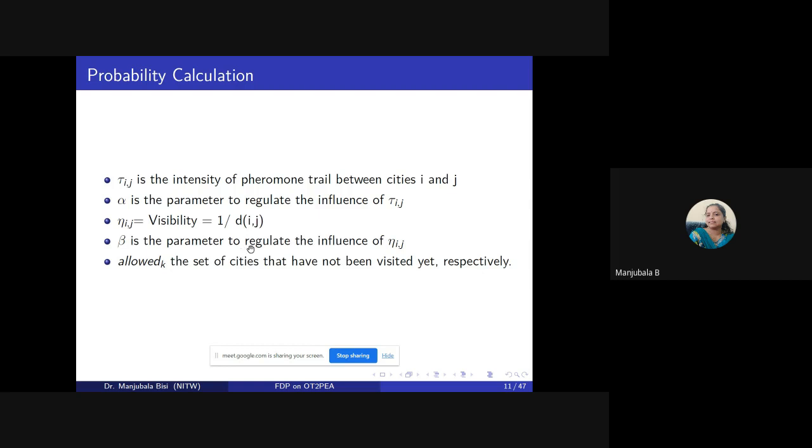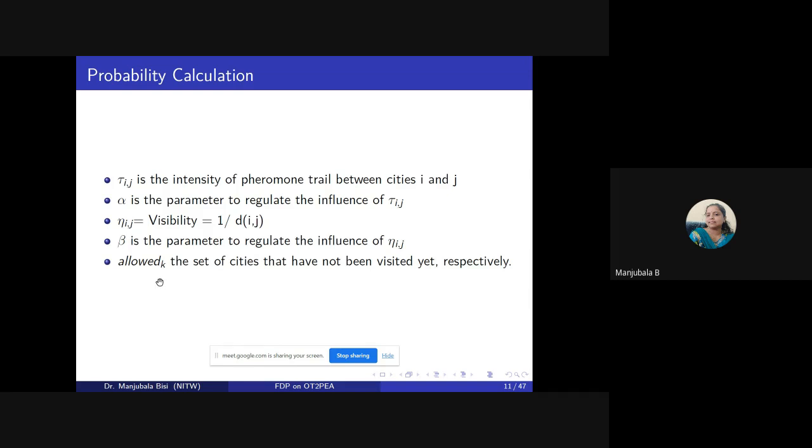Then beta is a parameter that can be used to regulate the influence of eta ij. Like alpha, beta also has a range of 0 to 1, because there is no hard and fast rule for how to assign the values of alpha and beta. These are parameters you have to use, and if you change the parameter values, it will change the performance of the algorithm. So you have to do different types of experimentation to properly tune the values of alpha and beta.